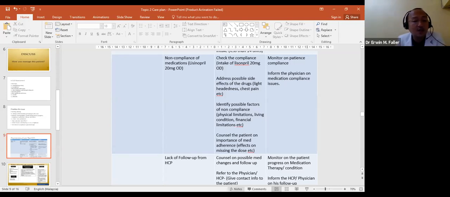Okay, so that would be the possible interventions that we have. This is all about our pharmaceutical care plan that we always try to consider. And after this pharmaceutical care plan, you'll be able to evaluate if your intervention is really effective or not. So I think that's all for your pharmaceutical care plan.